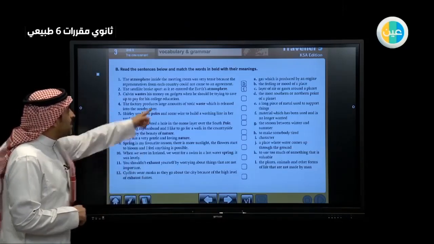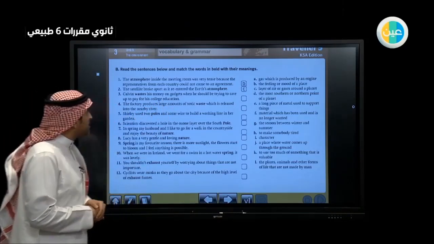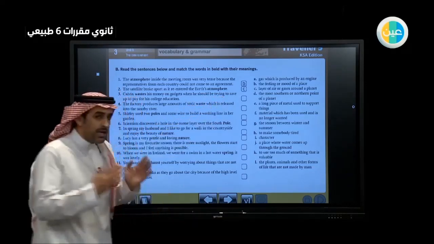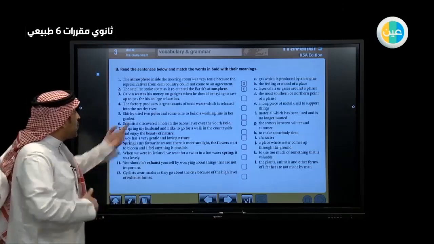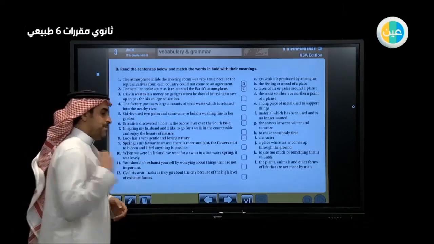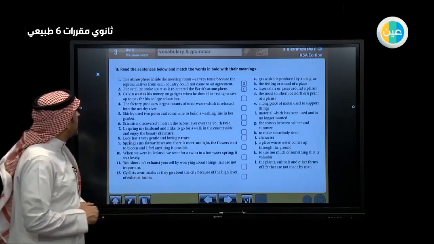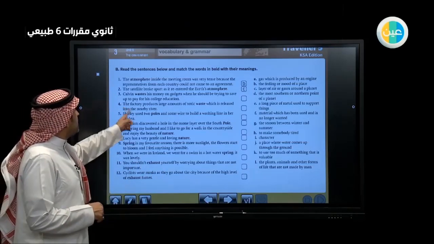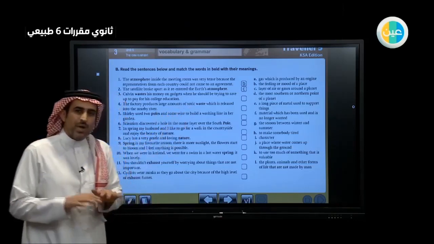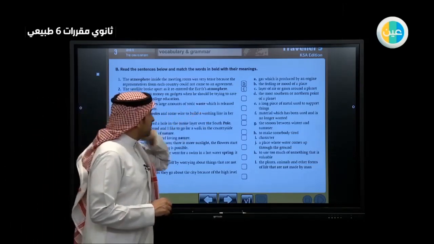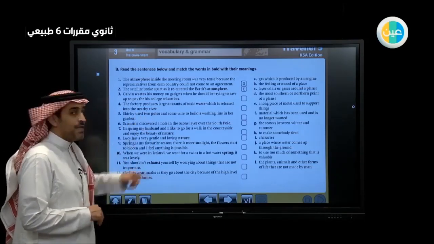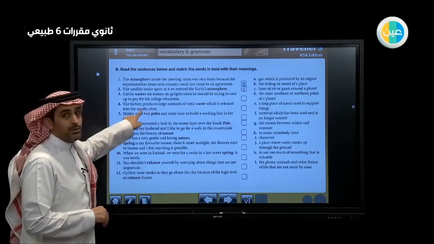Calvin wastes his money on gadgets when he should be trying to save. He tried to save money for what? For his college education. So he wastes his money. He spent. Okay. Another one: the factory produced a large amount of toxic waste, which is released into the nearby river, and that will make the water polluted.